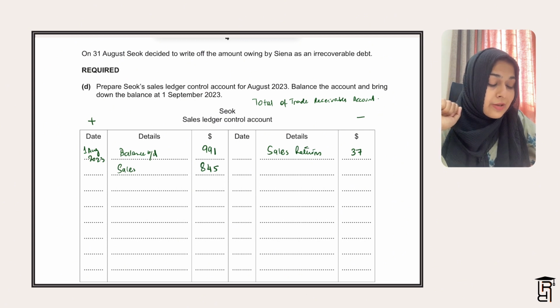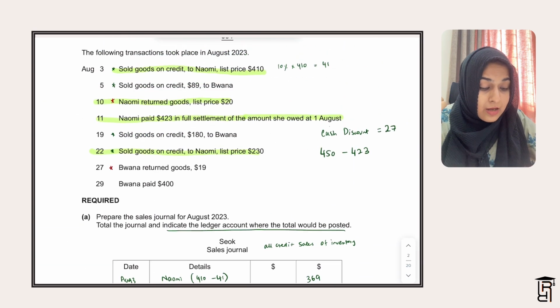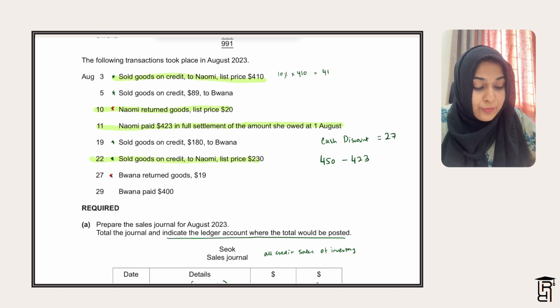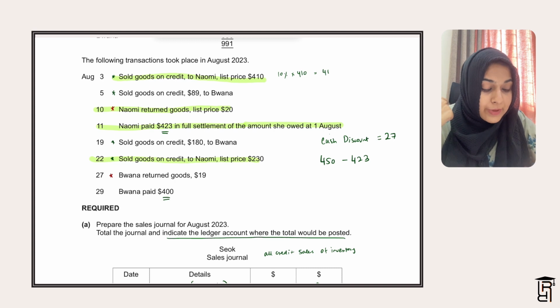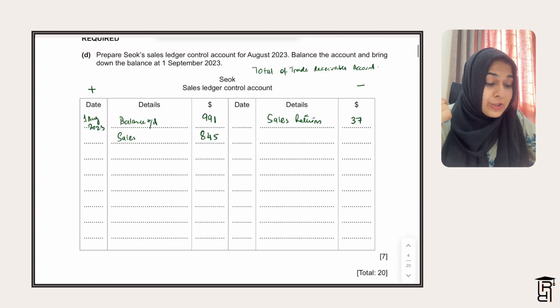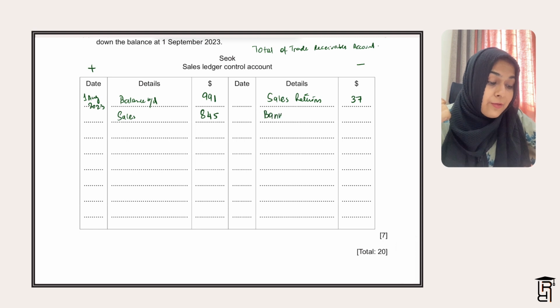Then you need to record the amount that you have received in the bank. The amount that we have received in the bank is what we received from Naomi, that was 423. Also, we had received some amount from Bhavana, that is 400. She paid 400 to us. So 400 plus 423 will give us a total of 823, which is what we have received in the bank from our trade receivables during the month. So I write here 823. We also gave a cash discount to Naomi. We haven't given it to Bhavana. So you write here discount allowed, and that will be 27, because the discount that we allowed to Naomi was $27.